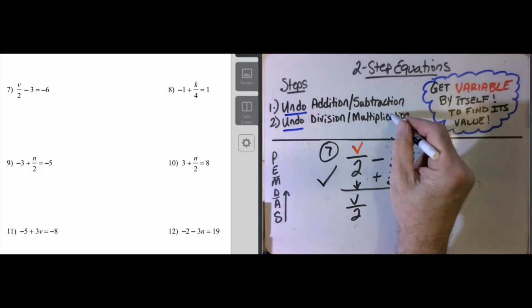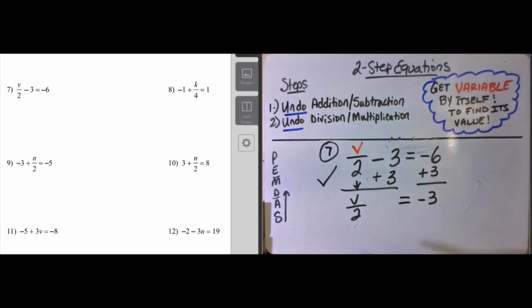Step number 2, let's undo the division and multiplication. We're dividing v by 2, so we're going to multiply, because the opposite of division is multiplication. We're going to multiply by whatever is on the bottom of the fraction. Whatever you do on one side, you need to do to the other. Those cross out, leave the v by itself. So v equals negative 3 times 2, which is negative 6. So the value of v is negative 6.